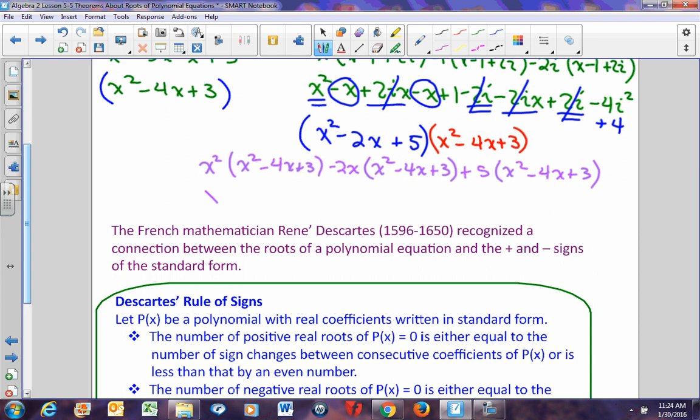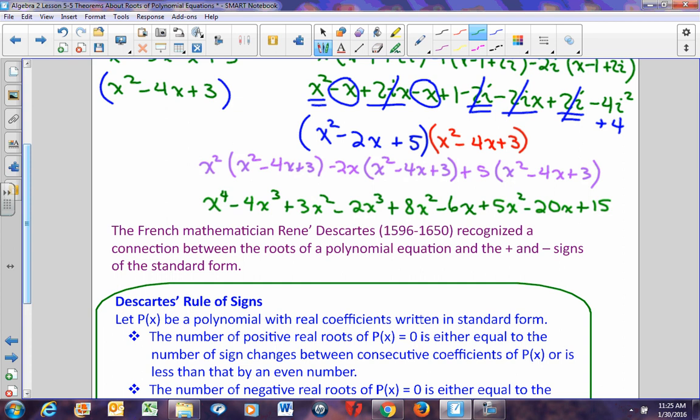So x squared times x squared is x to the 4th. This is x to the 4th minus 4x to the 3rd plus 3x squared, minus 2x to the 3rd plus 8x squared minus 6x. Notice the sign is going to change after you distribute the negative. Plus 5x squared minus 20x plus 15.